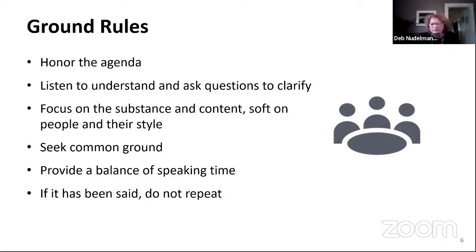Provide a balance of speaking time. This one's going to be really important today with having so many people, that if you could please be kind enough to say your comments briefly. We even have a little clock to help us manage time. And if you do hear somebody else having already said what you've said, you can do a thumbs up from the chat box, or try not to be repeating comments. So we leave as much time as possible for that diversity of opinion. And that's this last piece about if it's been said, try not to repeat it.